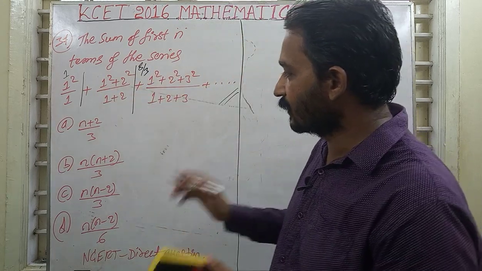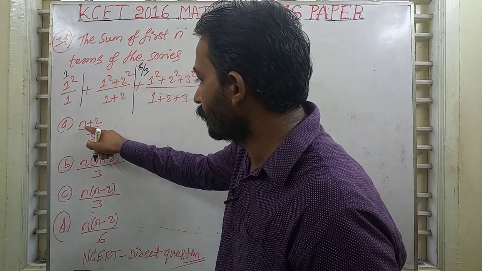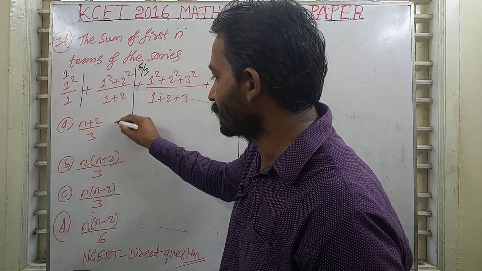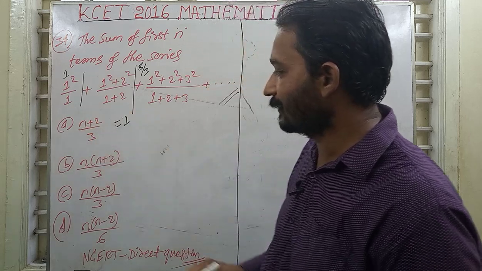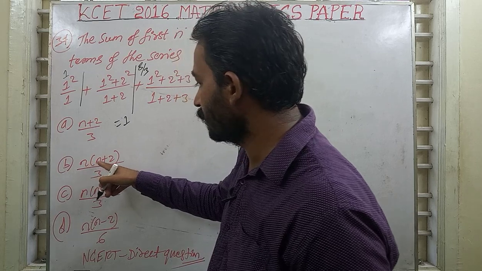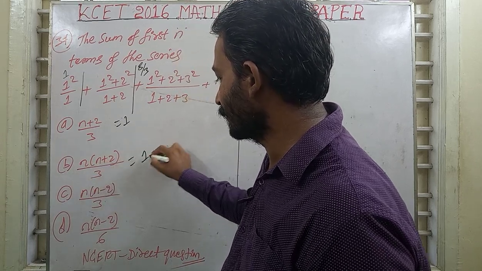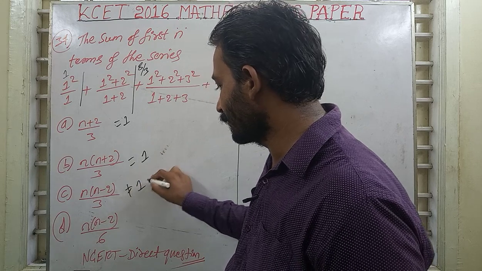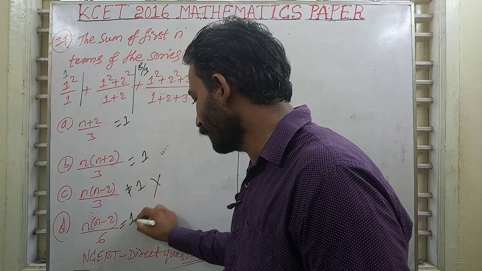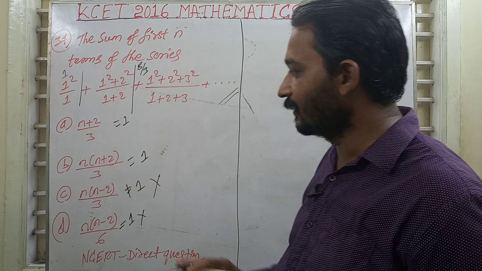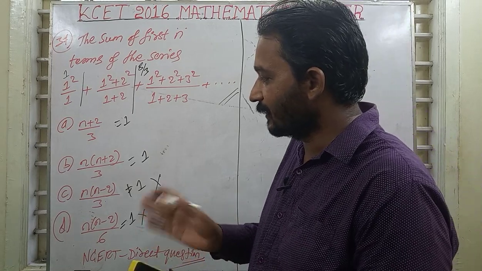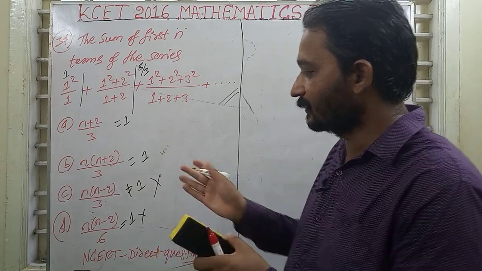So in this case put n is equal to 1. 1 is nothing but 3 by 3, yes 1. So maybe it is correct. Put n is equal to 1 here also, 1, maybe it is correct. It is not equal to 1, it is wrong. It is also not equal to 1, it is wrong. Options C and D gone. So only options A and B remain. Which one is correct among these two options?